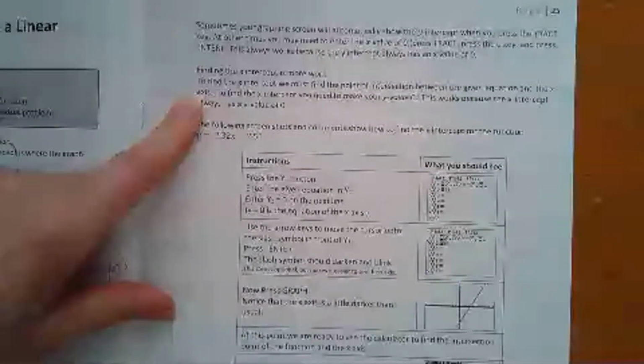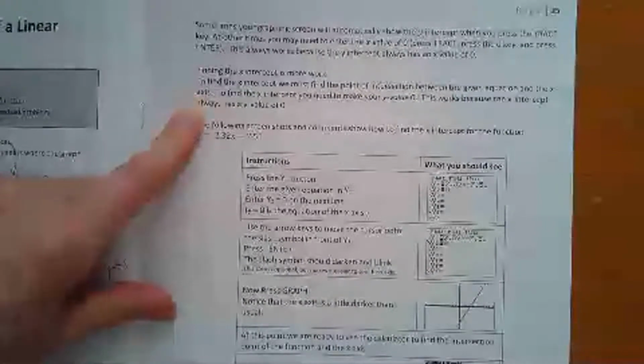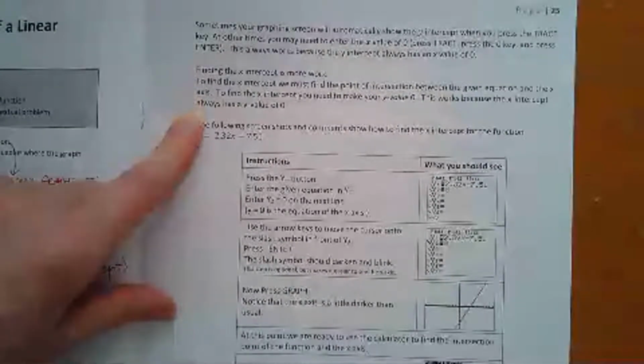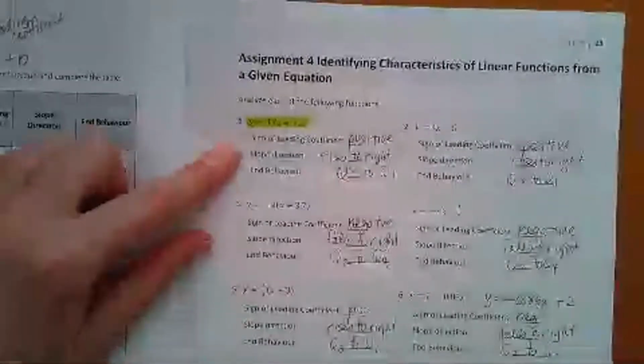Okay, to find the x-intercept, we must find the point of intersection between the given equation and the x-axis. So I'm going to backtrack a little bit, okay? I'm going to back up, if you will just indulge me for a moment, and let's back up to yesterday's assignment. So let's back up here.